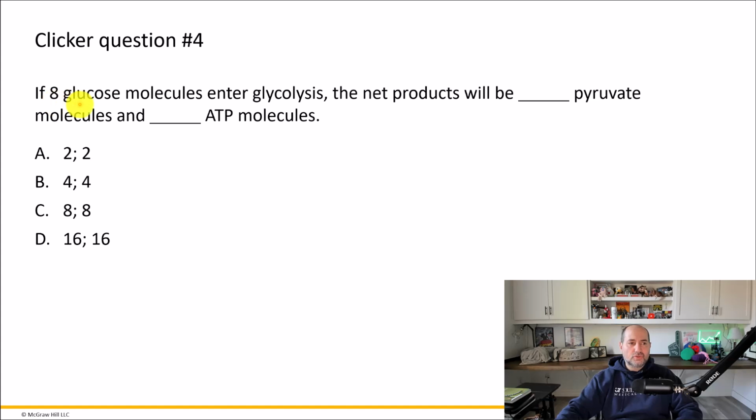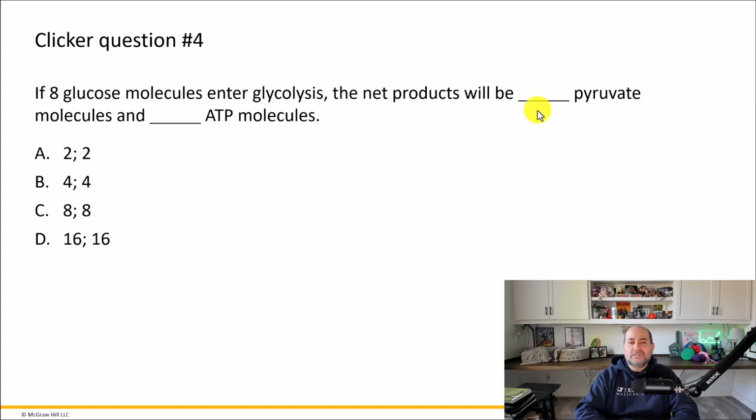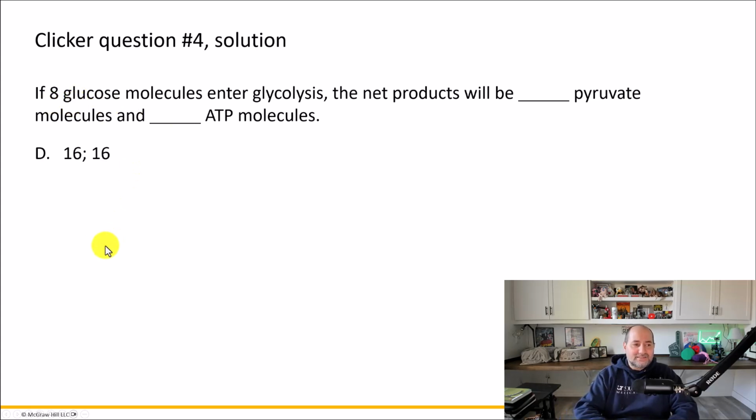Remember that for each glucose, you ended up with 2 pyruvates and 2 net ATP, correct? So if we have 8 glucose, that means we should have what? If we have 8 glucose molecules, how many pyruvates should we end up with at the end of glycolysis? That's right, 16. Because glucose is a 6-carbon molecule, and we're breaking it down into 2 3-carbon molecules. So yes, 16 pyruvates. And how many ATPs? Again, remember, there are 2 ATP per glucose, so it should also be 16. So the answer should be 16, 16: 16 pyruvate molecules and 16 ATP molecules for every 8 glucose molecules.